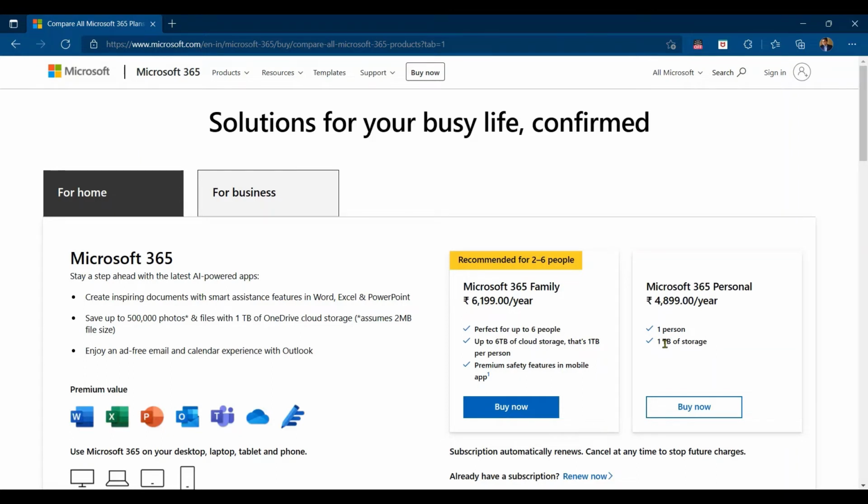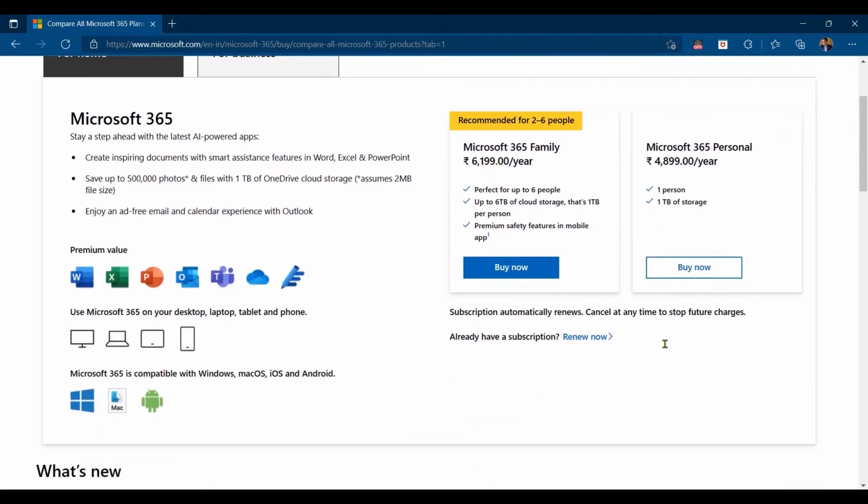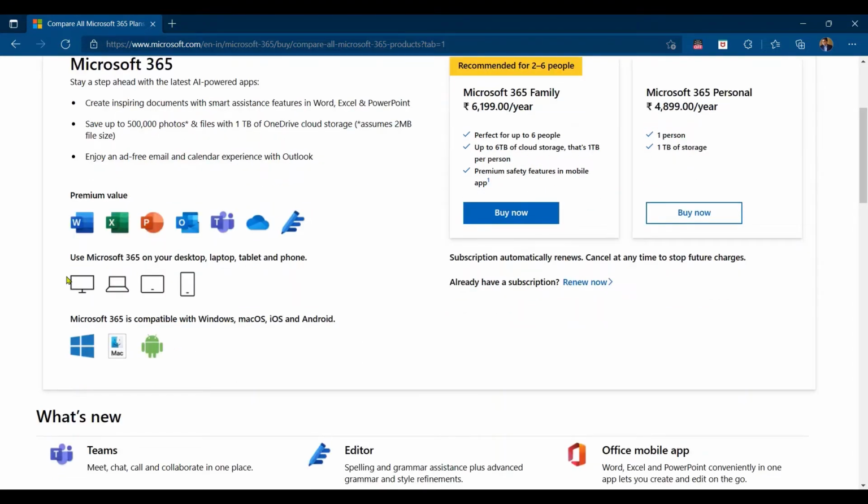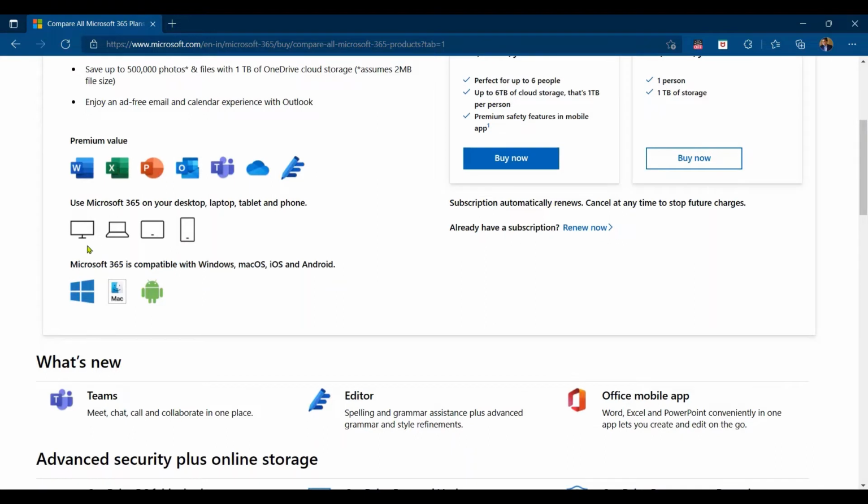I find it much more sufficient because I don't have much to upload. So I am currently using Microsoft 365 personal license, right? And these are the products that come with this license suite: Word, PowerPoint, Excel, then Outlook, and they have recently added Teams as well to this, and then OneDrive. And you also have an editor, and you can use this license for desktop, iPads, mobile, and laptops, right?